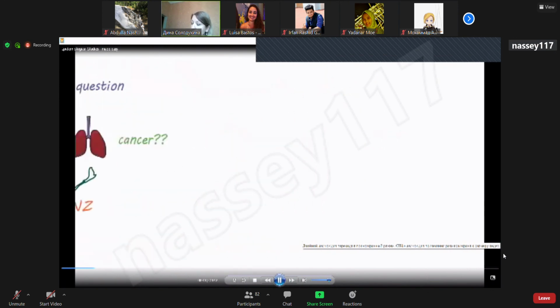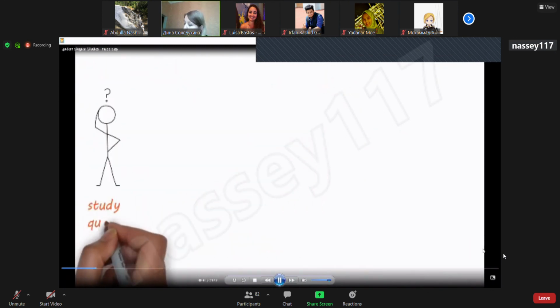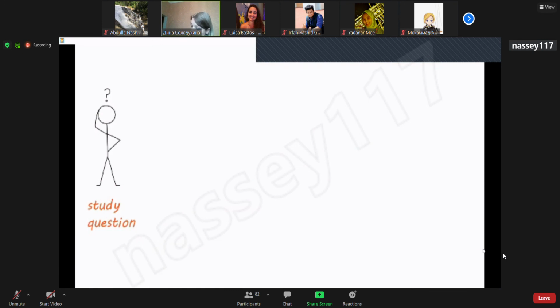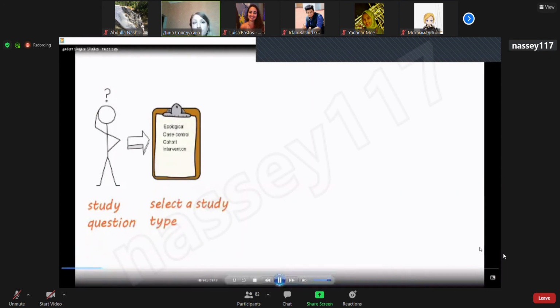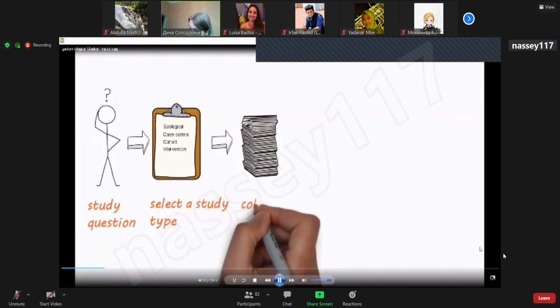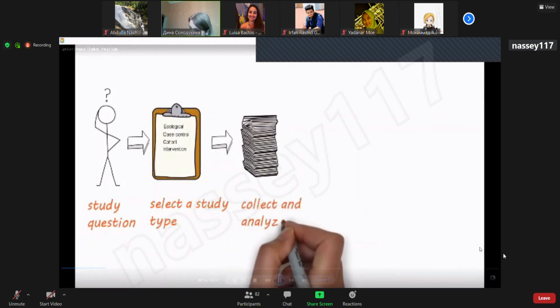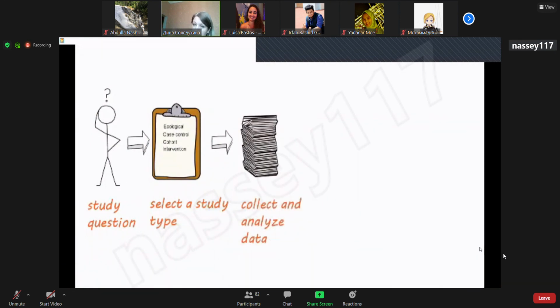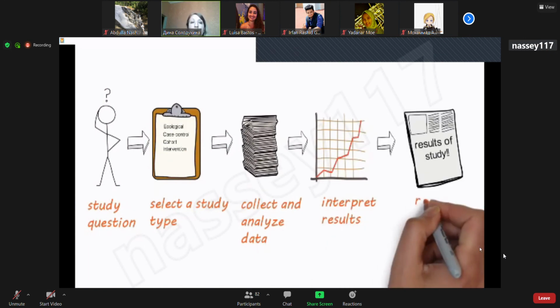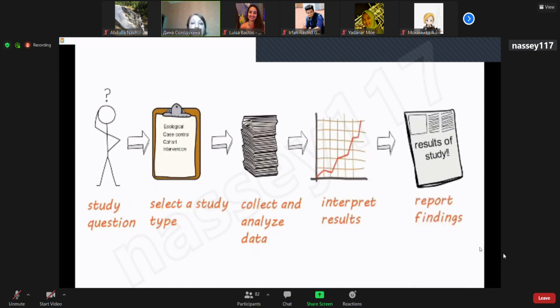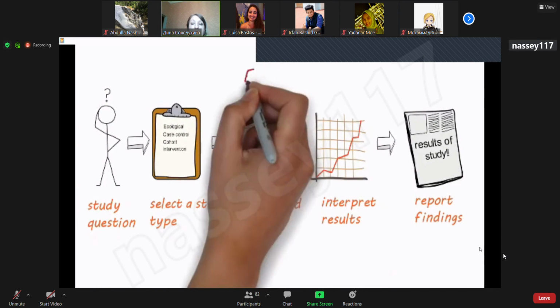So the first thing to do in any study is to have a study question. What are we trying to find out? Then we need to figure out what the best type of study is that would help us answer the question. Once we've decided on a study type, we need to do the study, collect and analyze the data using a suitable statistical method. Then we need to interpret the results to make sense of it all. And finally, we need to report the results of our study. Importantly, all studies need to be done in an ethical way.